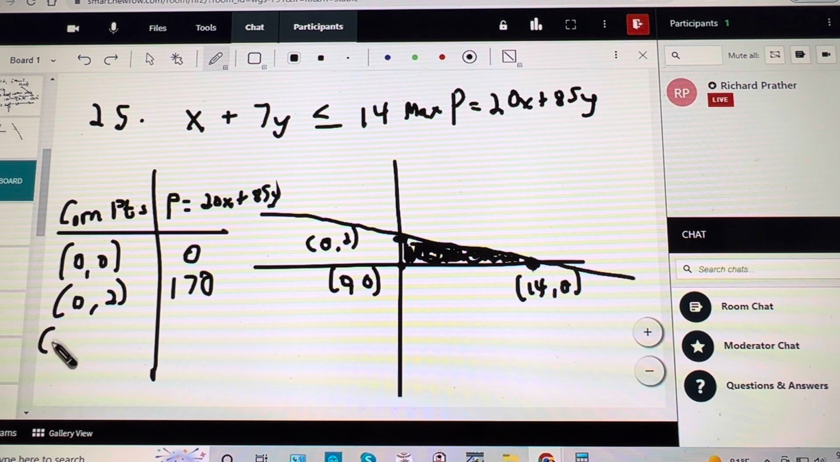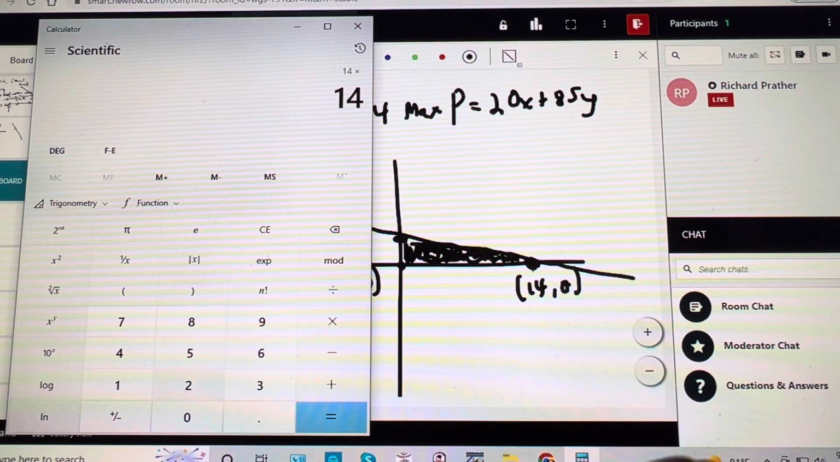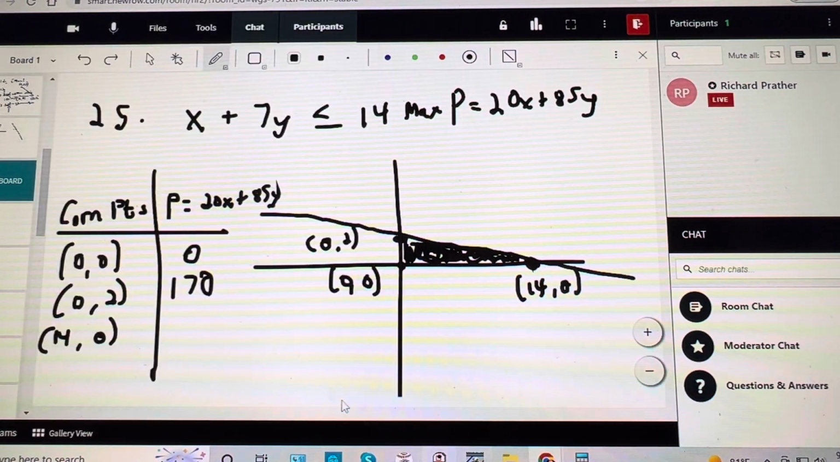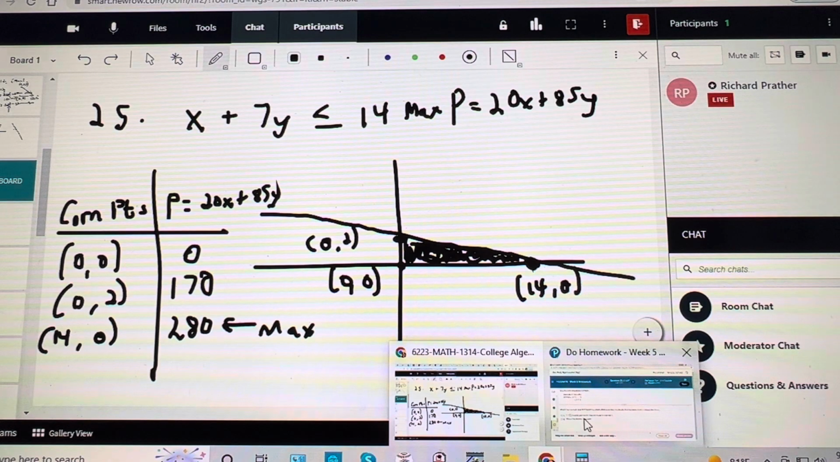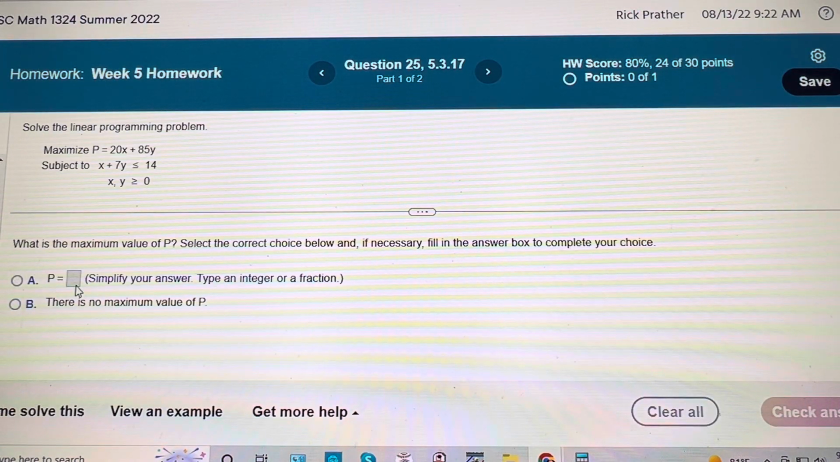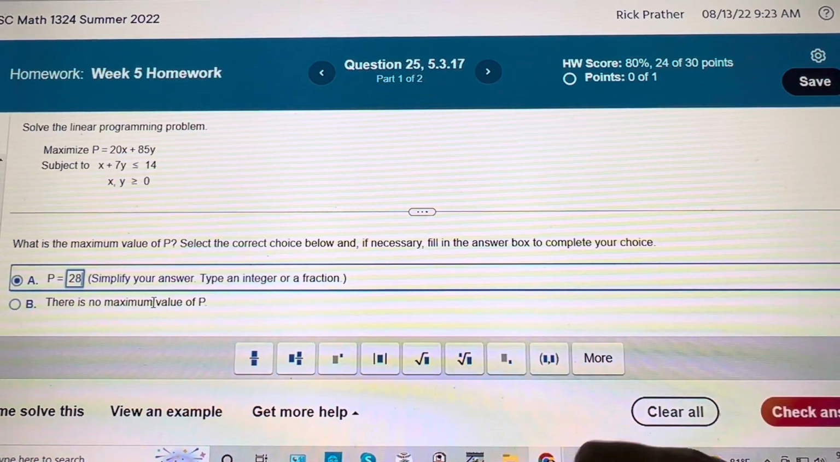Or what if we go 14 and 0, 14 pencils and no pens, 14 times 20, 280, plus nothing for the pens, there's the maximum. So we can maximize our profits if we make 14 pencils and no pens, and we would make a maximum profit of $280, $280,000, $280 million, whatever the business setting is, but we don't need to worry about that here. The maximum profit is 280.